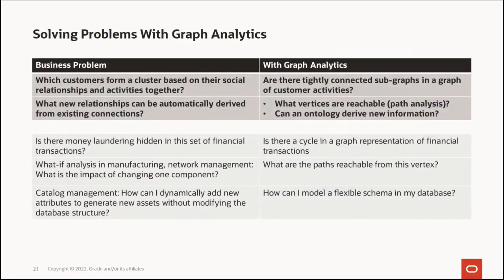So to summarize some of the business problems that we can solve: you can identify customers to see, do they form a cluster based on activities that they perform together? What new relationships can be identified from existing connections by doing path analysis? Looking at a cycle in a graph as money moving around in a cycle, that could denote money laundering. And one telecommunications customer uses graphs for what-if analysis, modeling the network as a graph. If a network node goes down, they can identify all the network nodes that are connected to that particular node and so on.